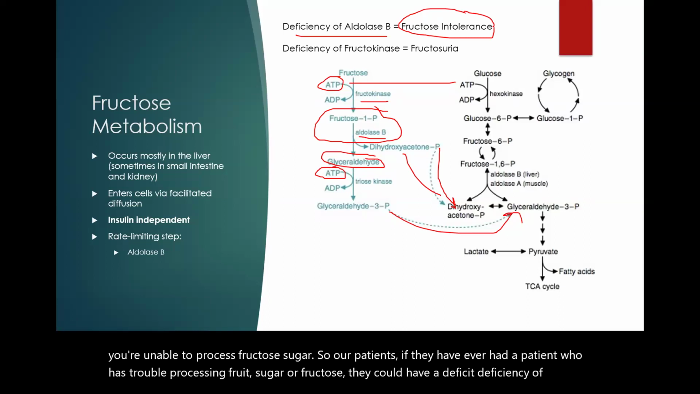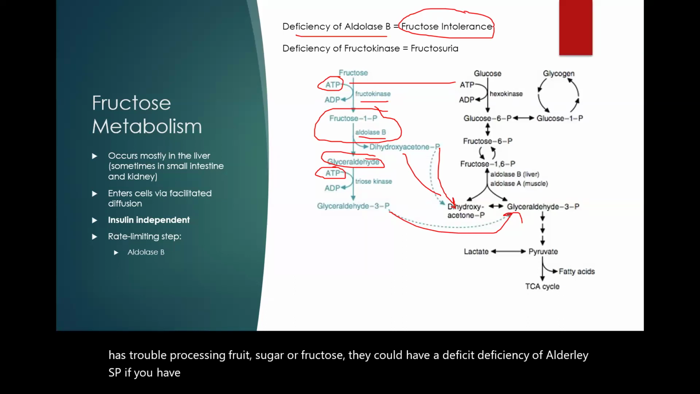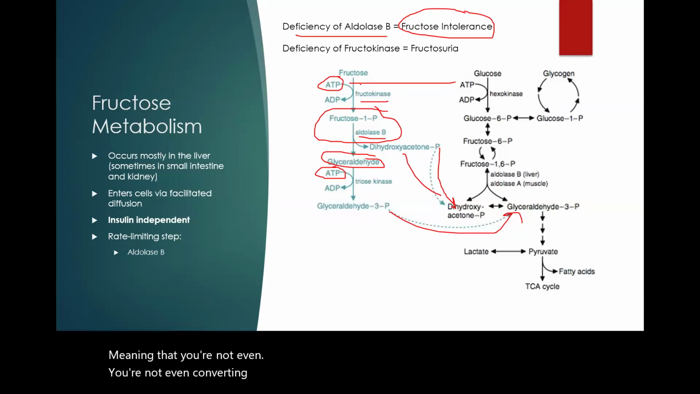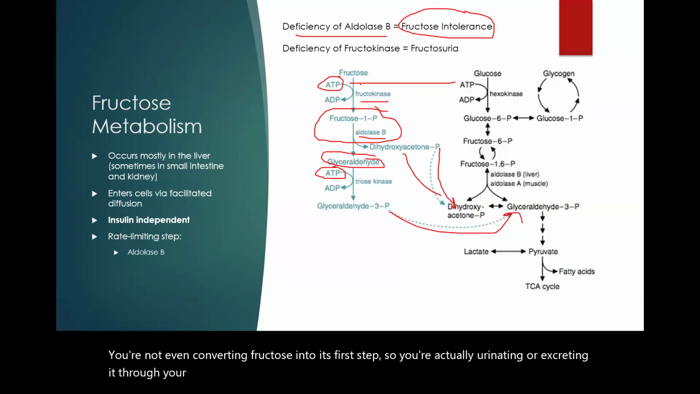If you have fructosuria, it could be that you have a deficiency of fructokinase, meaning that you're not even converting fructose into its first step. So you're actually urinating it or excreting it through your kidneys. There's no uptake or no conversion taking place.